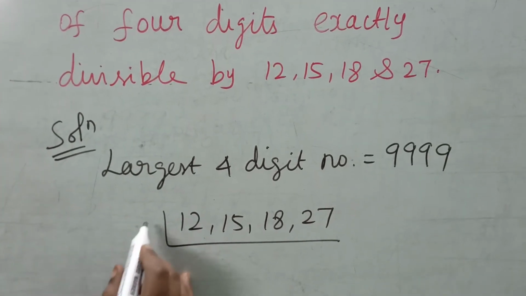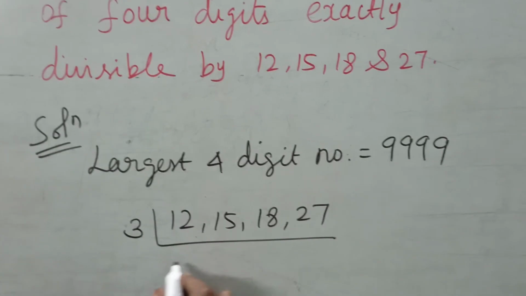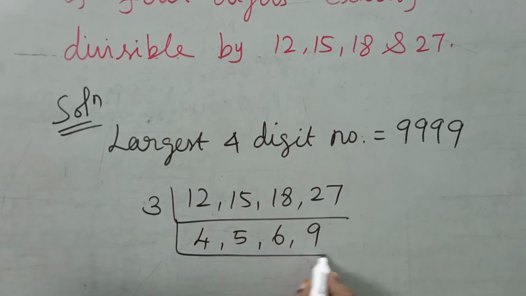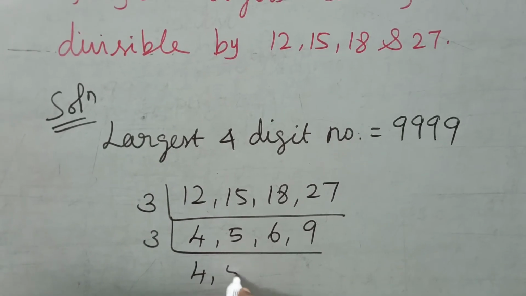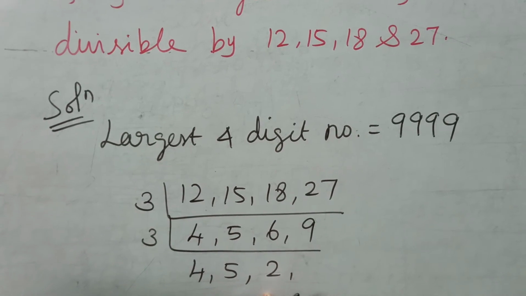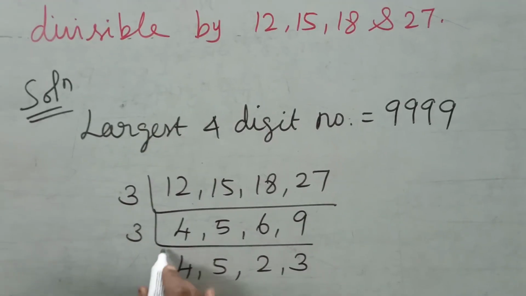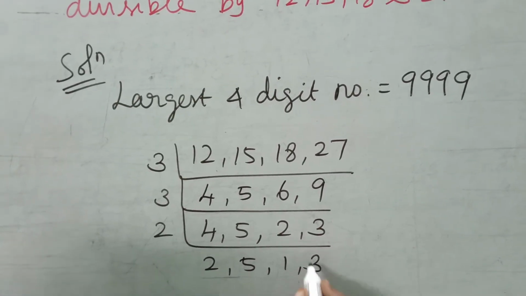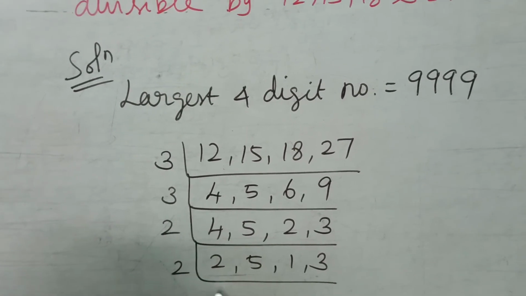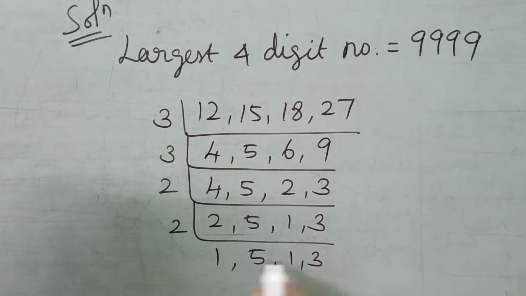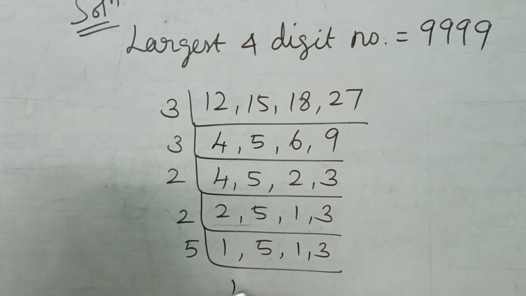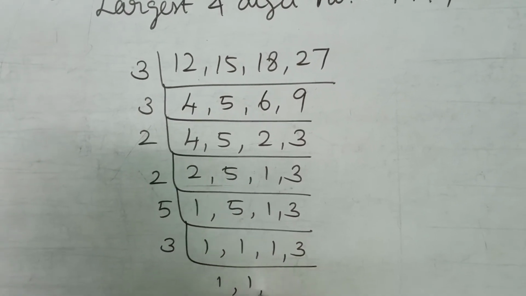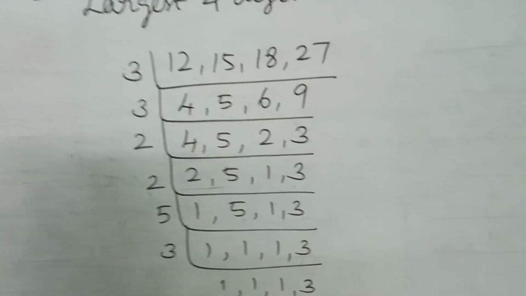These numbers are divisible by the 3 table, therefore divide this by 3: 4, 5, 6, 9. Again divided by 3, 4 and 5 are not divisible, write as it is. 6 divided by 3 is 2, 9 divided by 3 is 3. Divide this by 2, we get 2, 5, 1, 3. Again divided by 3, I get 1, 5, 1, 3. Divide this by 5: 1, 1, 1, 3. Divide this by 3, I get 1, 1, 1, 1.